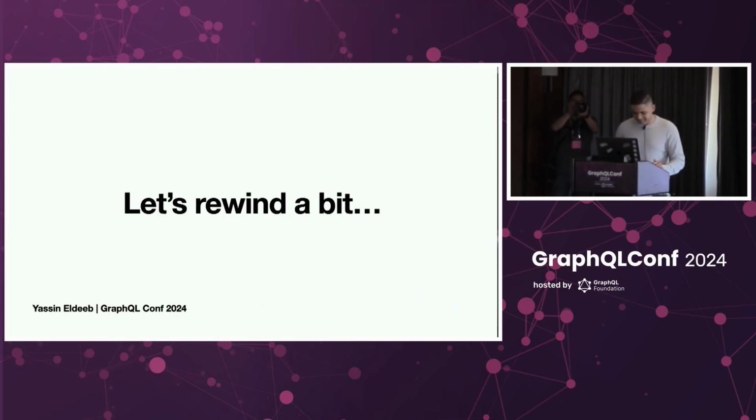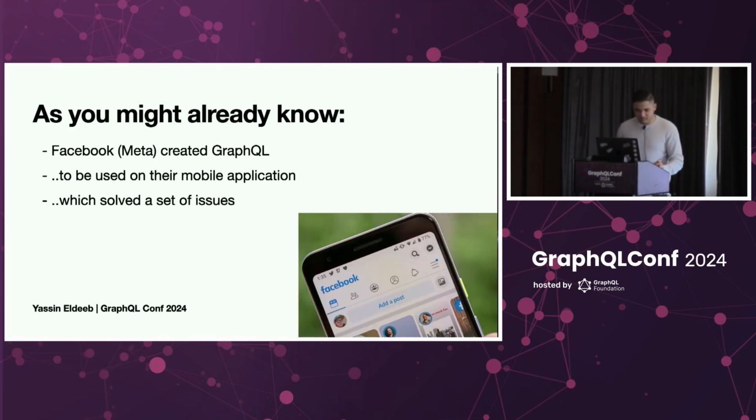So let's rewind a bit before we start, because we sometimes forget the original reasons why GraphQL was created in the first place. As you might know already, Facebook, or Meta now, created GraphQL to be used in their mobile application, which solved a set of issues that most apps currently and used to face.